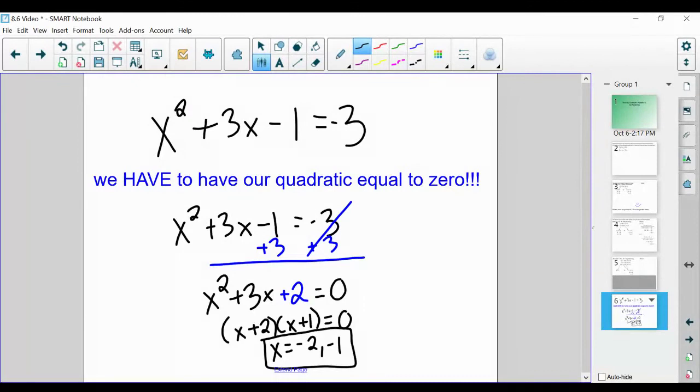So please make sure you have your quadratic equal to 0 before you're able to factor. It has to be equal to 0. So you might have to do a little bit of manipulation to get it there, but please be aware that our quadratic has to be equal to 0.